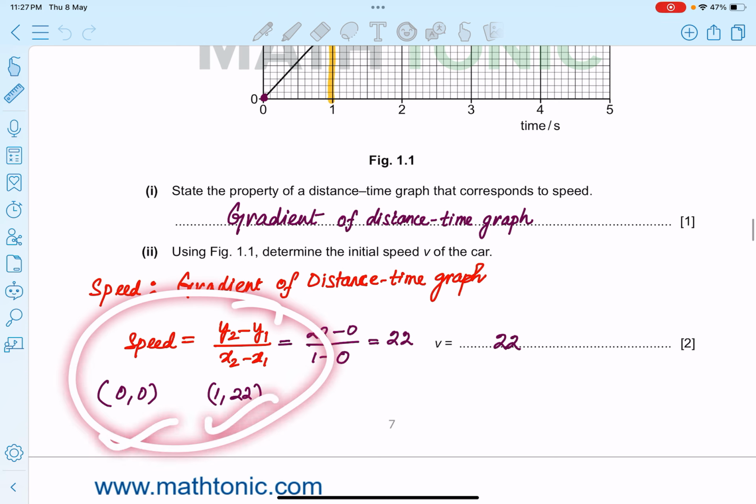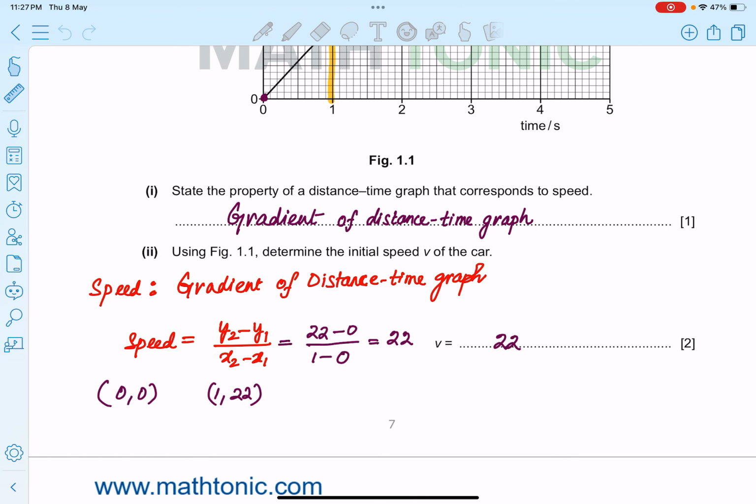I have taken 2 points, put them here: y2 is given 22, y1 is given 0, x2 is 1 and x1 is 0. So when I put it in, I got gradient equals 22, which is speed.